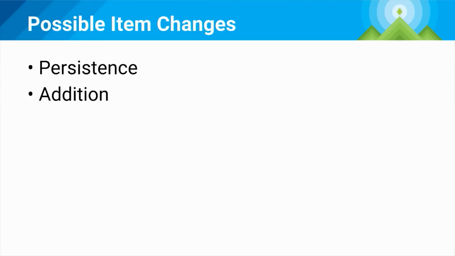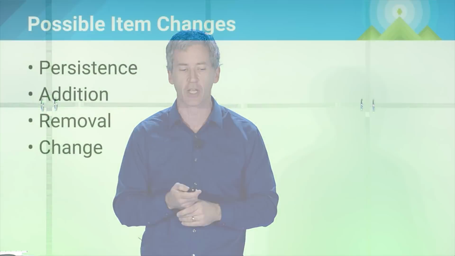So these are the different kinds of animations. It's interesting to break it down and say, what are all the possible changes that can happen in this list before and after, and then how do we animate all of them? So persistence is when items are there before and after, whether or not they move. If they don't move at all, nothing to do. If they move around in the list, then you need to move them. Things get added to the list, things get removed from the list, and things get changed.